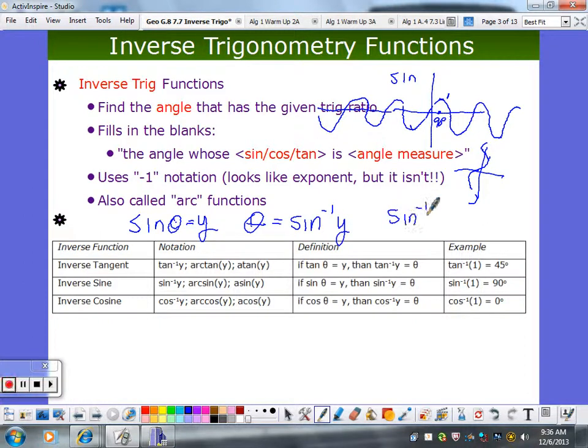So what is this value? What's the angle whose sine is 1? What angle has a sine of 1? 90 degrees. So it's going backwards.